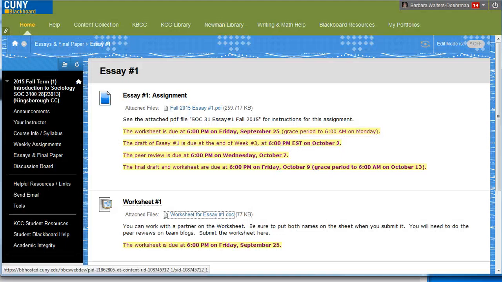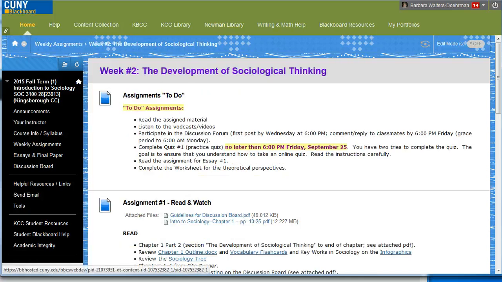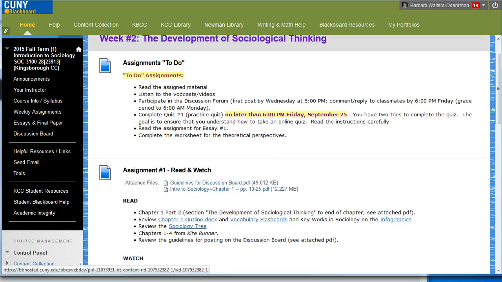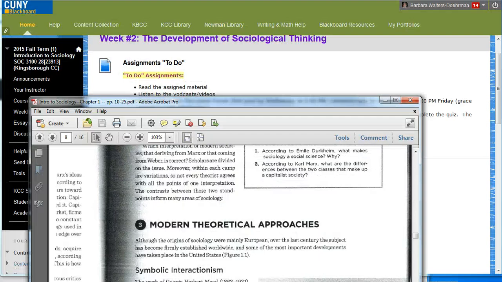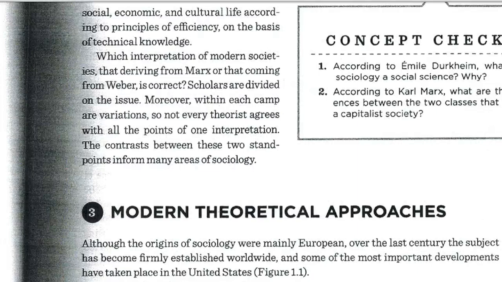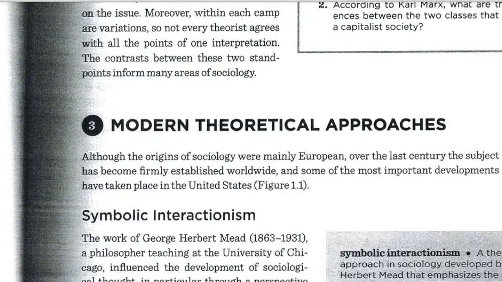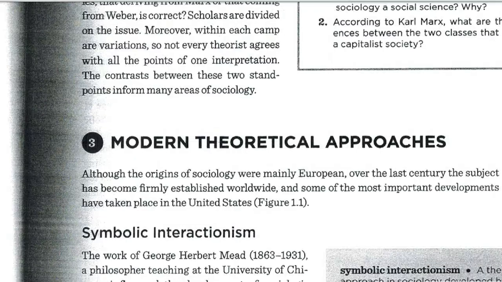The first thing you need to do is read the assignment. Here in assignment 1 is a link to the reading material in chapter 1. If you open that material, you will see that it contains what you need to complete the assignment. Here is Modern Theoretical Approaches, which you will find on page 17.